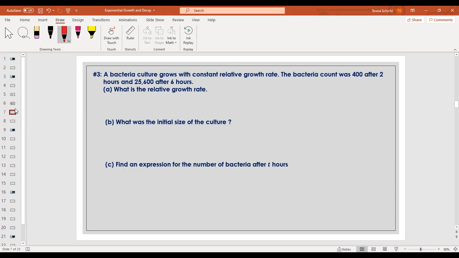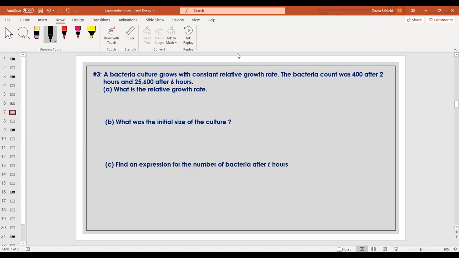Problems here, they will tell you there's a bacterial culture that grows at a constant relative growth rate. The bacterial count was 400 after 2 hours, and after 6 hours it is 25,600. So I want to find the relative growth rate here. Okay, so let's try to put it down here.